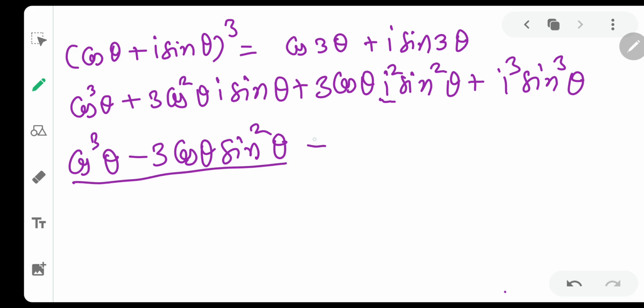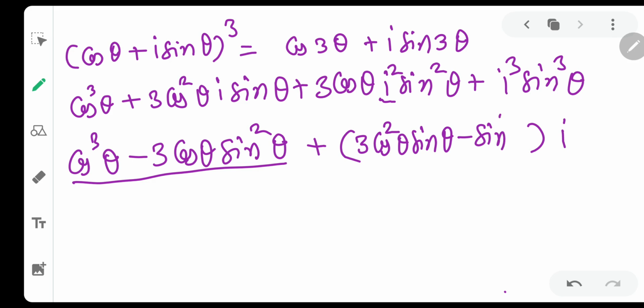And then if I take i common, what will happen? i cube is actually minus i. So this will be 3 cos square theta sin theta minus sin cube theta. Okay, so you can check, this is the imaginary part. Let us check out once again. 3 cos square theta sin theta, i cube will be minus i, so it will be minus sin cube theta.